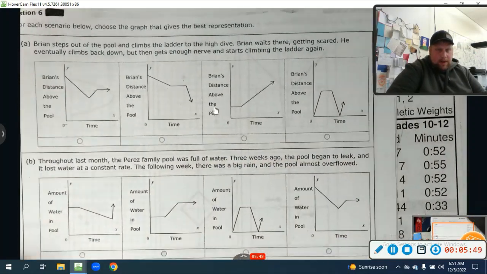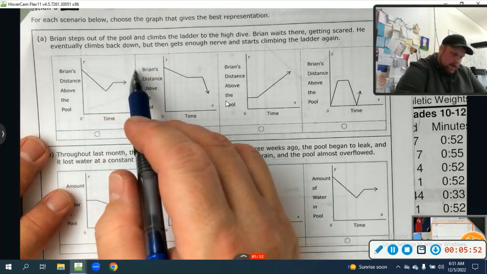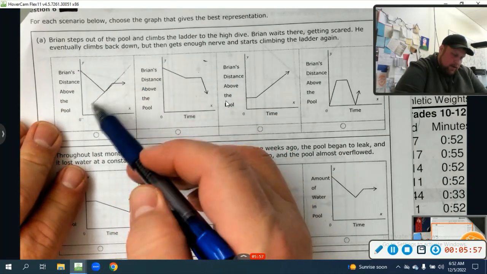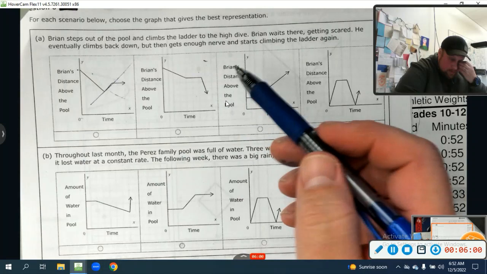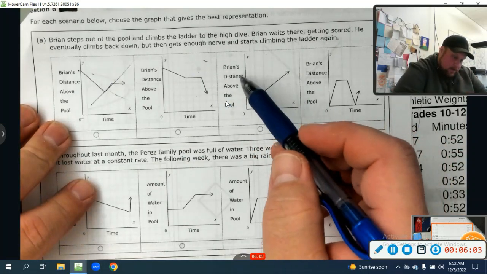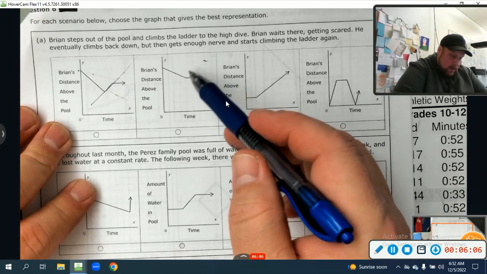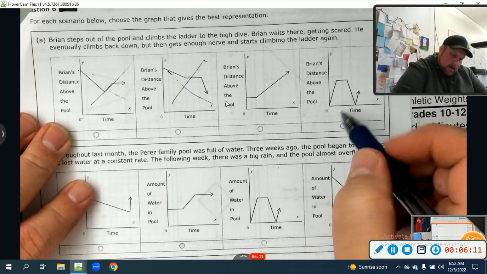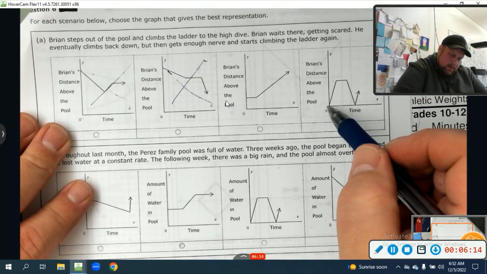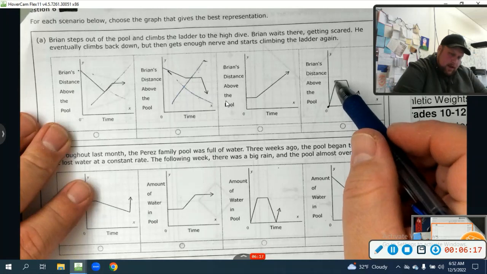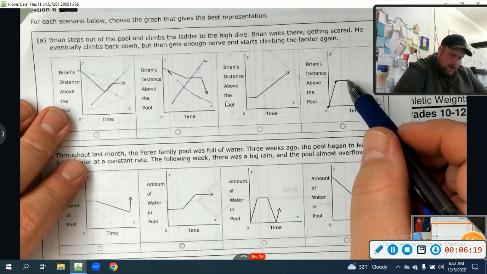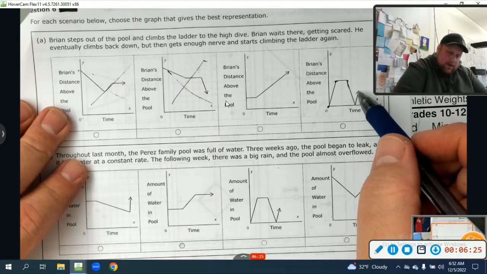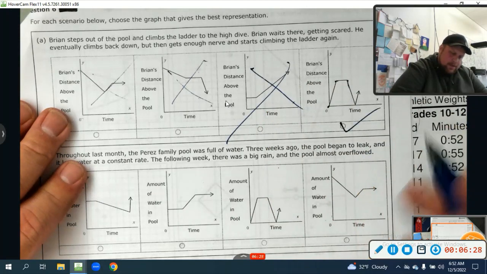A little more challenging match to the situation, but let's look. Brian steps out of the pool, climbs the ladder to the high dive. Well, we can't do anything that's going down because it says he steps out of the pool and distance above the pool. Climbs the ladder, that's going down again, so that's not climbing. That one could be it, we'll see. But this one makes more sense. If he steps out of the pool, climbs the ladder to the high dive, then what does it say? Brian waits there getting scared. He eventually climbs back down, but then he gets enough nerve and starts climbing the ladder again. It's this one right here.